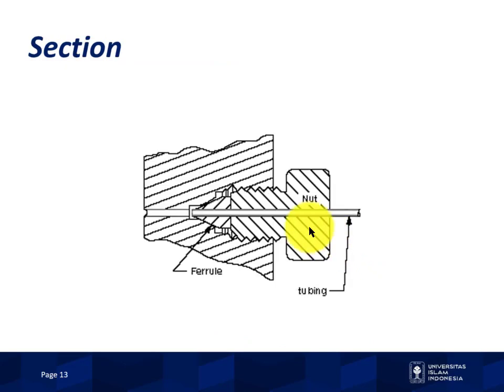And then the third thing, we have a section. The section picture is like here. For example, this is about a nut, bolt.